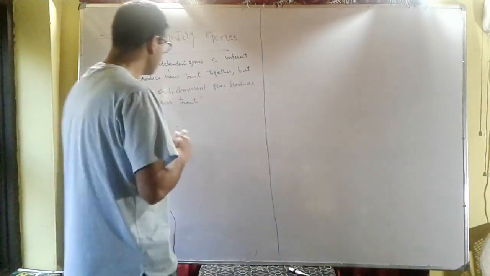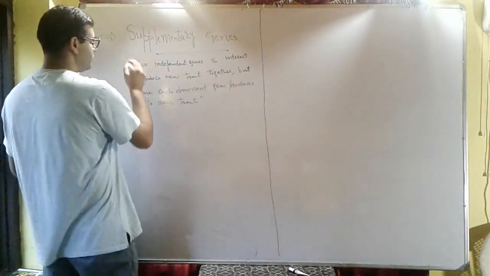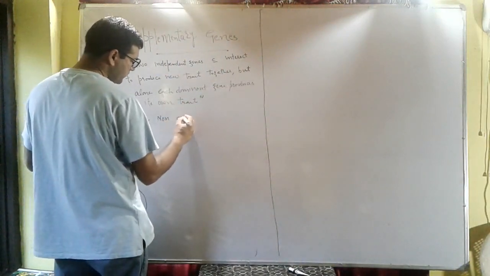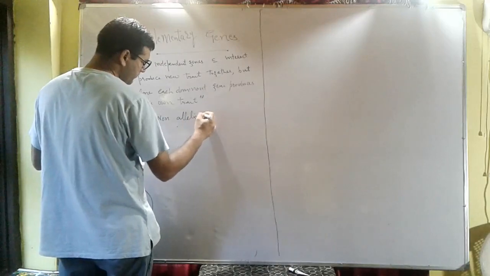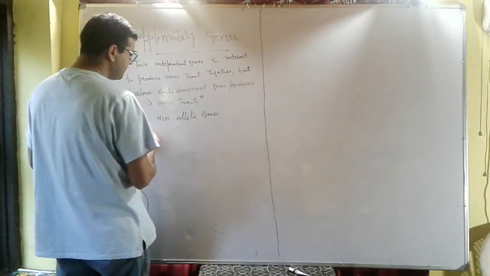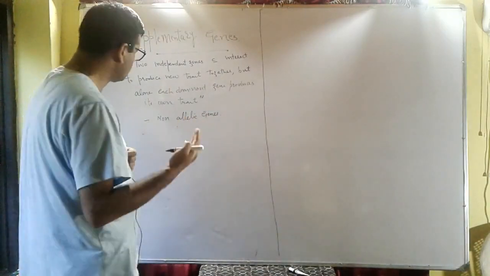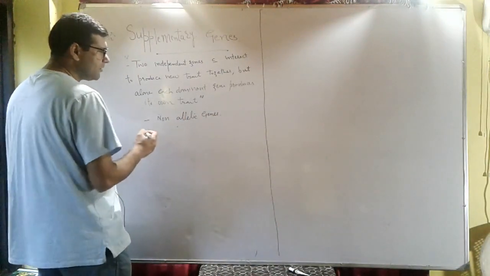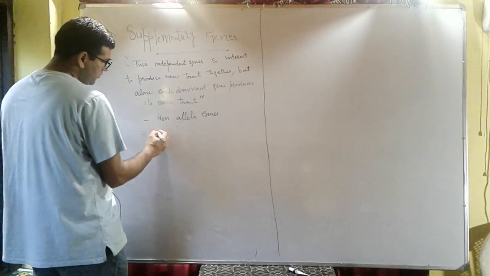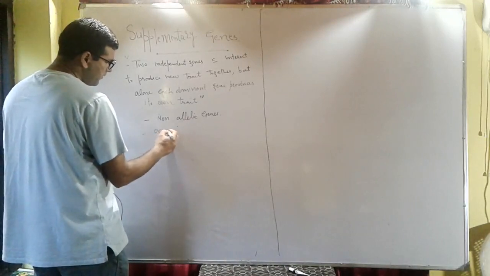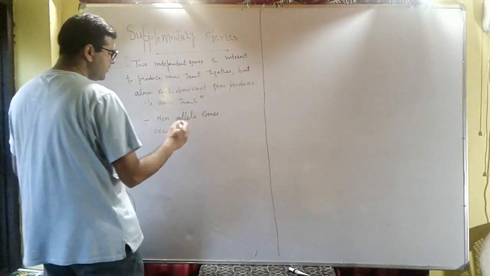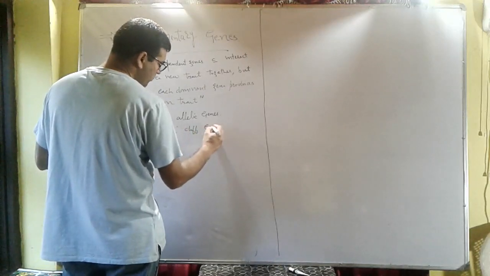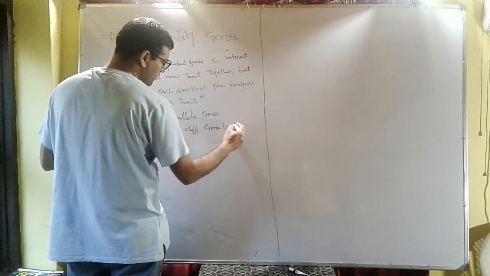These supplementary genes are non-allelic genes. That means they are two different genes. They are non-allelic genes. They occupy different gene loci on the chromosomes.